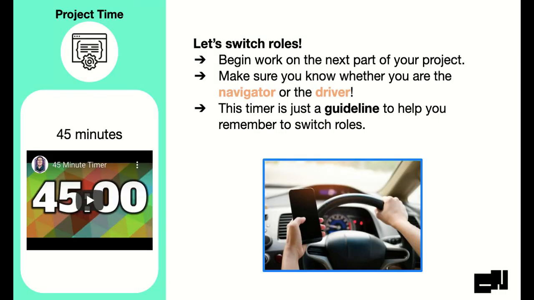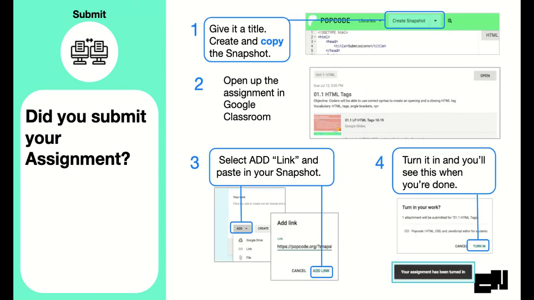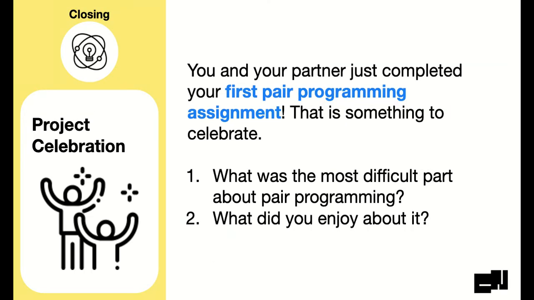And today just continue working. If you finish early, add some more sections and use different animations on your page if you can. And just make it work. Cool. So once you're done with that, create a snapshot, add that to Google Classroom, and you're done. So now you just completed your first pair programming assignment, which is dope.